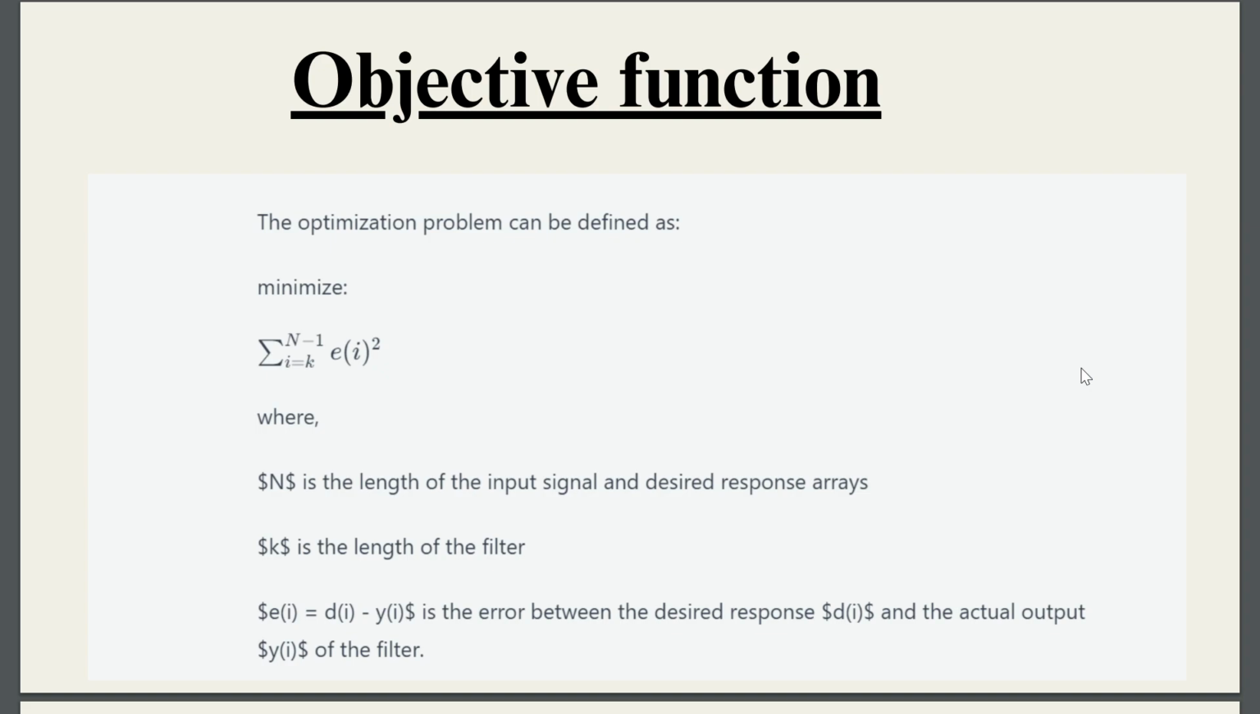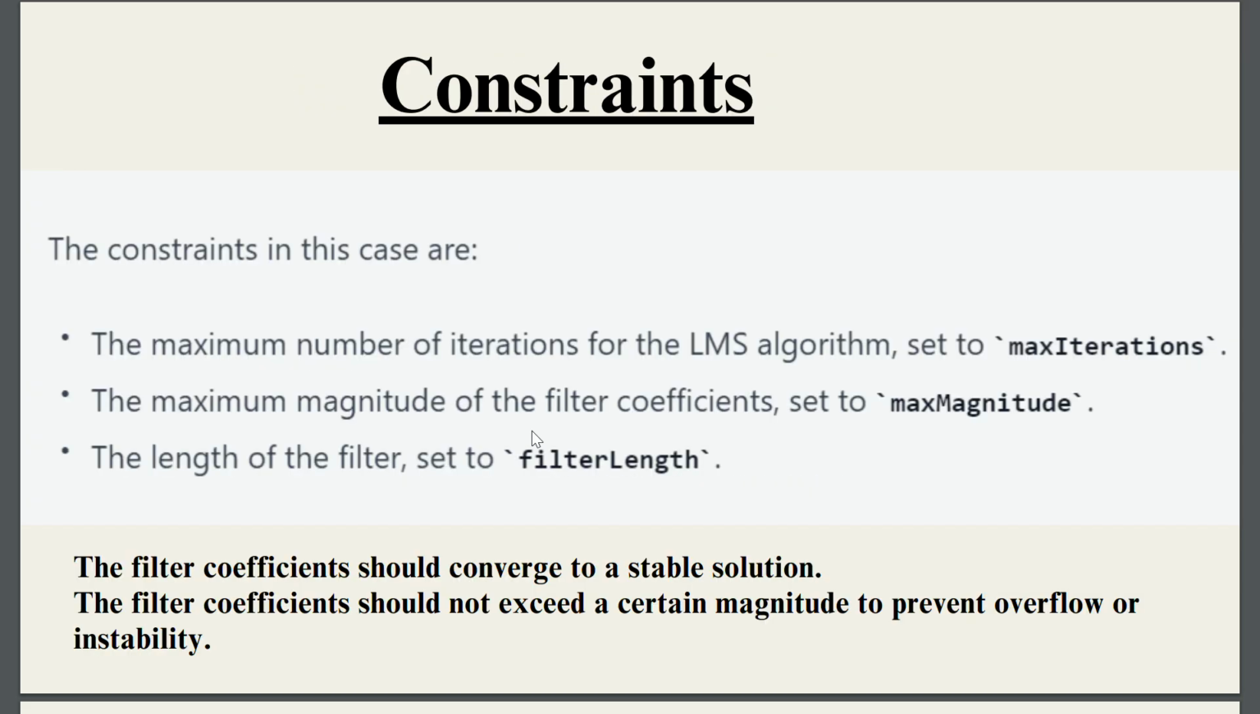So what is the objective function here? So the objective function is we need to minimize this function, sigma i equals k to n minus 1, e_i square. So what is k here? k is the length of the filter, n is the length of input signal or we can say desired response array, and e_i is the error between the desired response and the actual output of the filter. So what are the constraints we have taken?